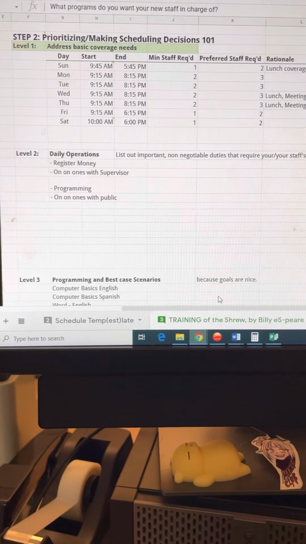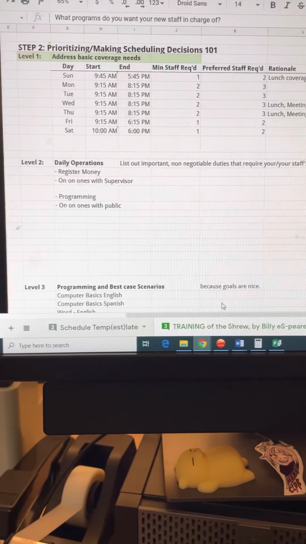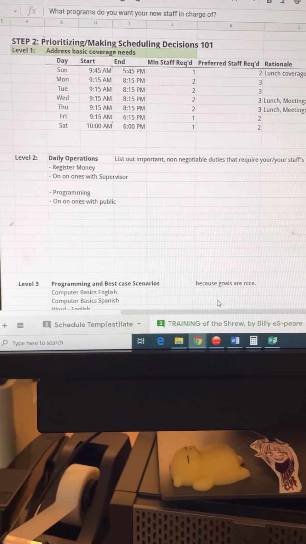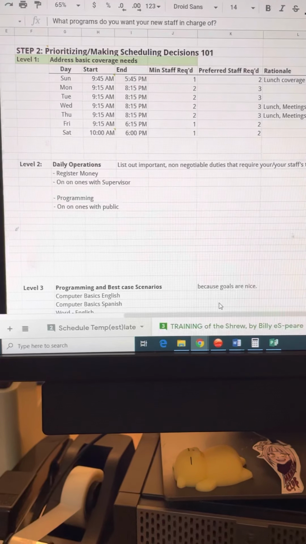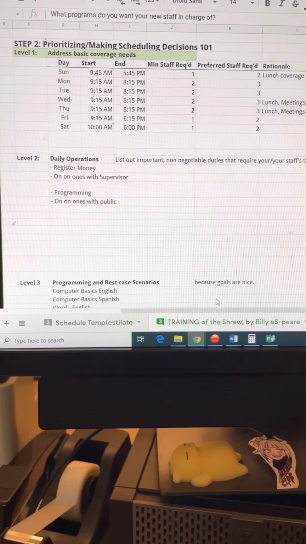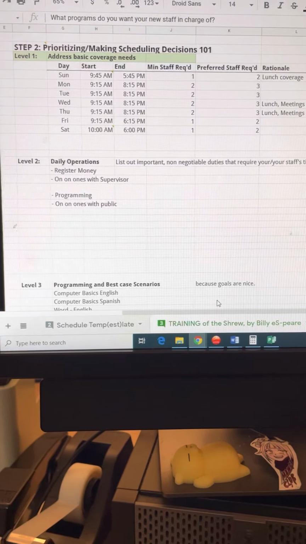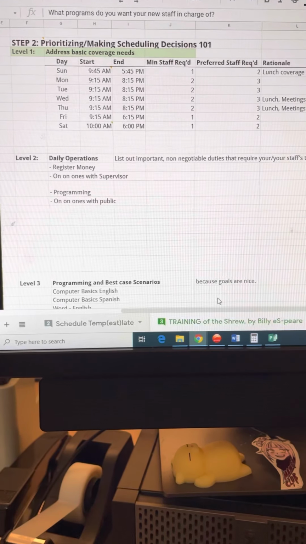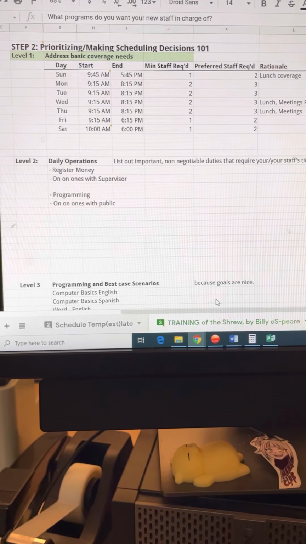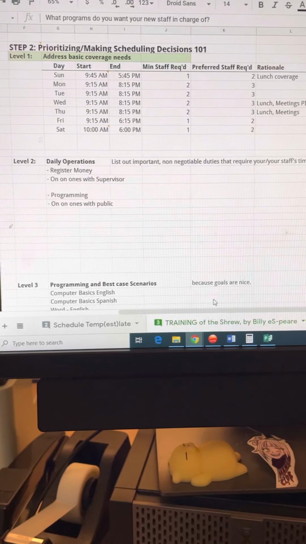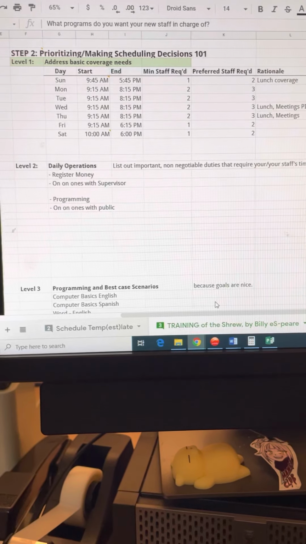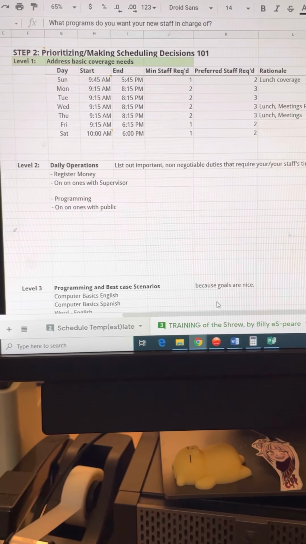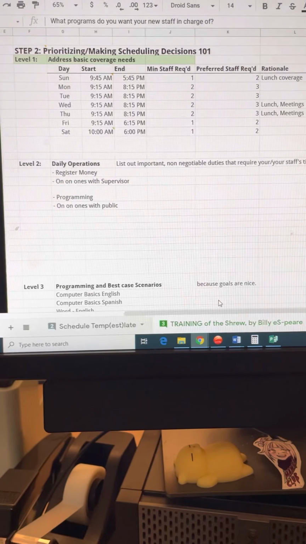Again, factors that help. So for step 2, this is a way for you to prioritize your bare minimum needs. So level 1, I called it address basic coverage needs, but I mean bare minimum, bare bones. So at the absolute least, when do you need people and when can they go? If you had to stretch your resources as much as possible and had no other option, this is your worst case scenario.